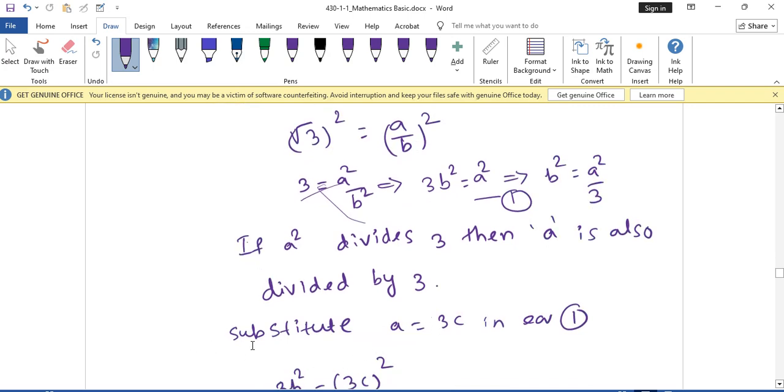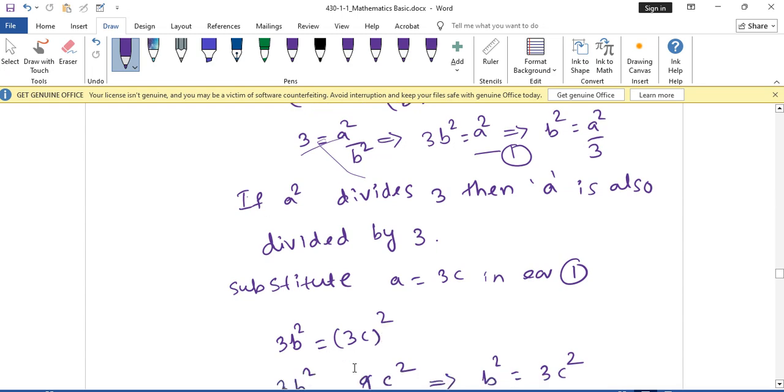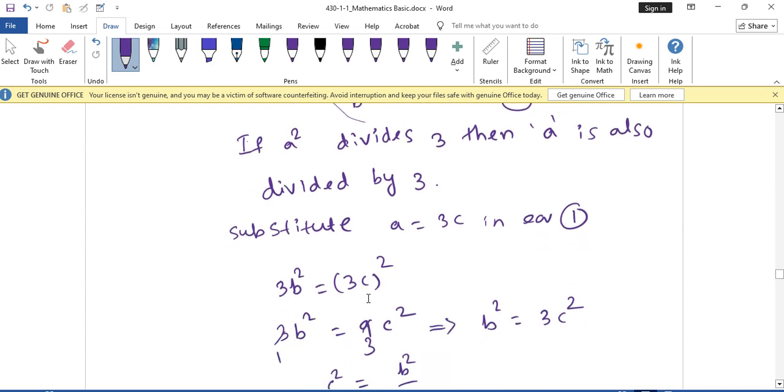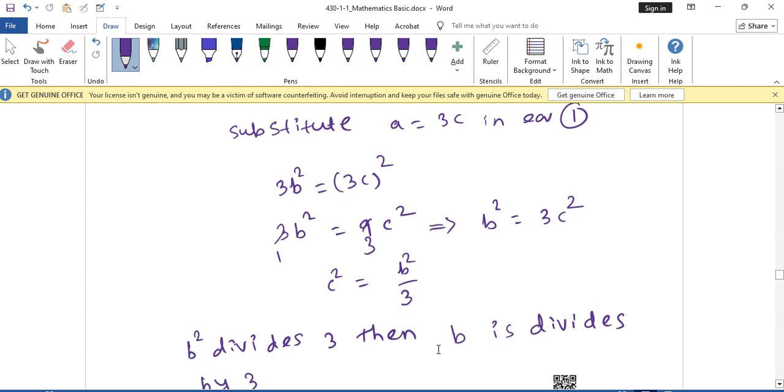So substitute a is equal to 3c in equation number 1, that is 3b square is equal to, in the place of a square write 3c whole square. Now 3b square is equal to 9c square. So 3 cancels with 3, and b square is equal to 3c square. Then c square is equal to b square by 3. Here if b square is divisible by 3, then b is also divisible by 3.